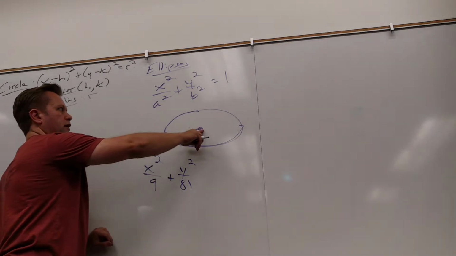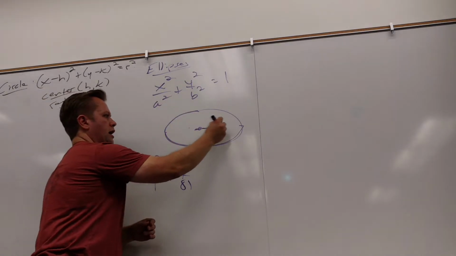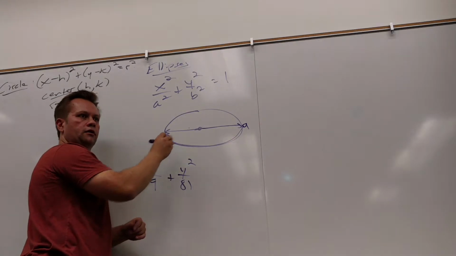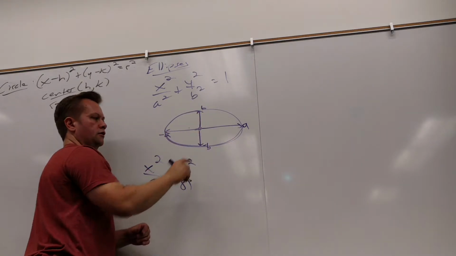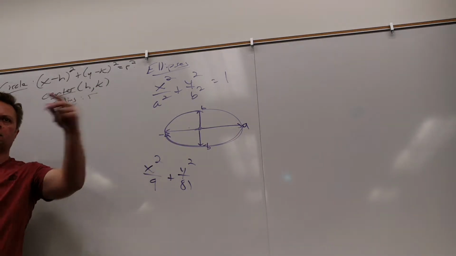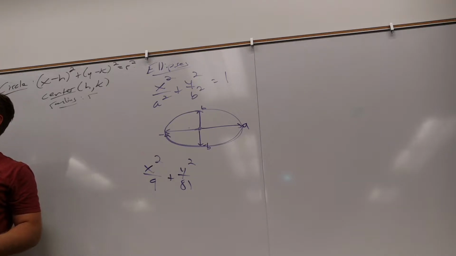So how far am I going to go in the x direction? A. So I'm going to go a, and so that would be like negative a. And in the y direction, I'm going to go b, negative b, if that's 0, 0. If that's not 0, 0, I still count the same amount. It's just the center moved.